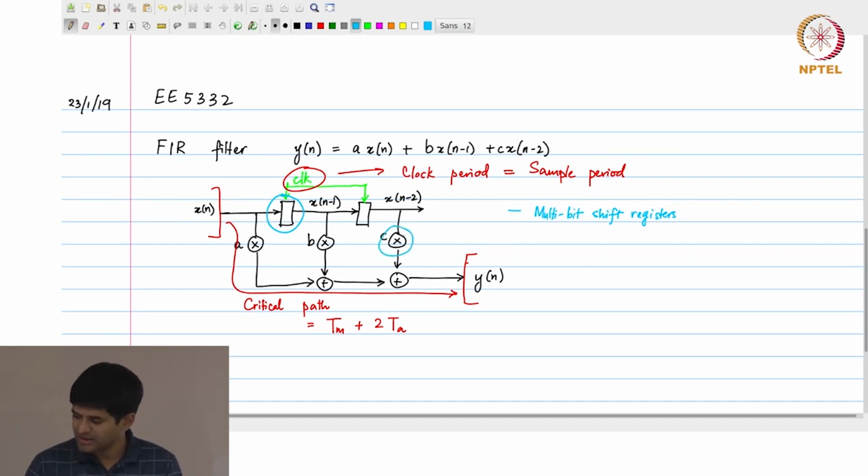I have multipliers. How many bits are these going to be? That depends on my number representation. We'll look at all that later. And I have adders.